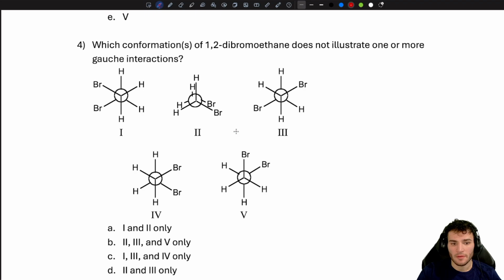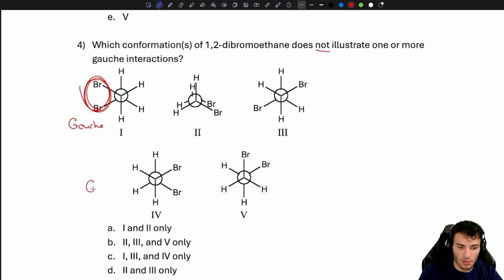Question 4, which conformations of 1,2-dibromoethane does not illustrate one or more gauche interactions? So we're looking for the ones that don't have gauche. So these are actually the same examples, right, as the previous question. Option 1 is gauche because we have these two groups kind of next to each other.